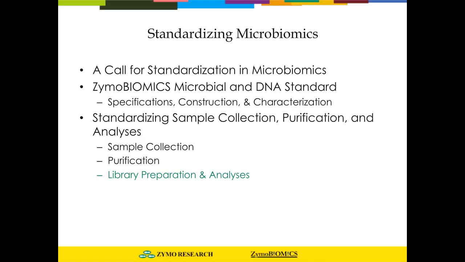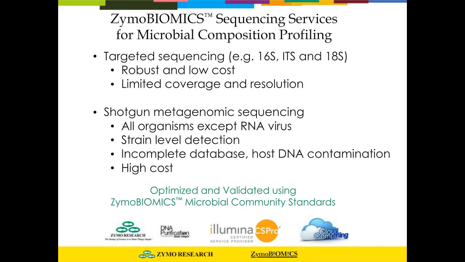So my part of the presentation will focus on Zymo's effort in standardizing library preparation and analysis in microbiomic analysis. So generally, there are two ways to profile a mixed microbial community. One is based on targeted sequencing, and the target region can include 16S rRNA genes, fungal ITS regions, and eukaryote 18S rRNA genes. The other approach is based on shotgun sequencing. Both ways have advantages and disadvantages.